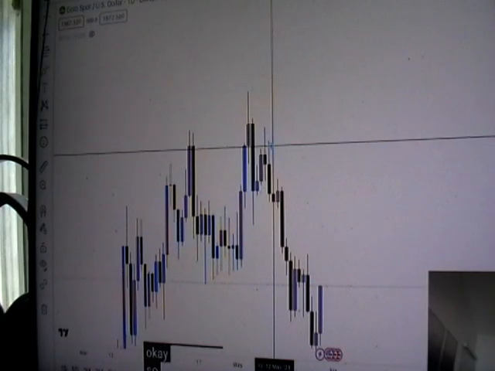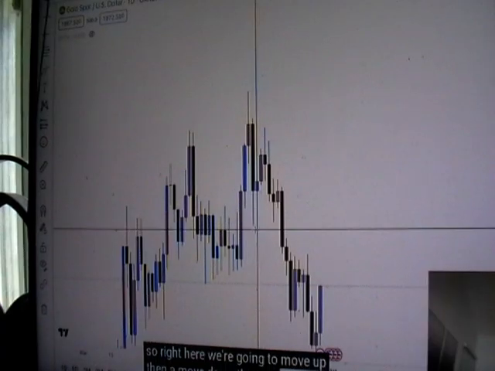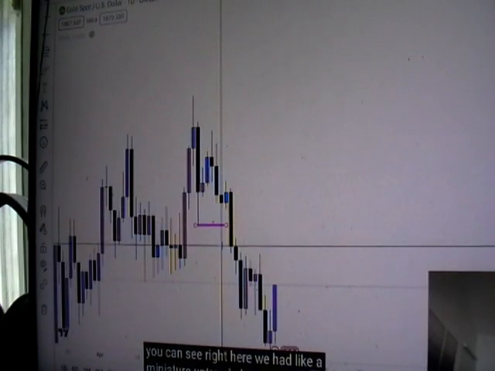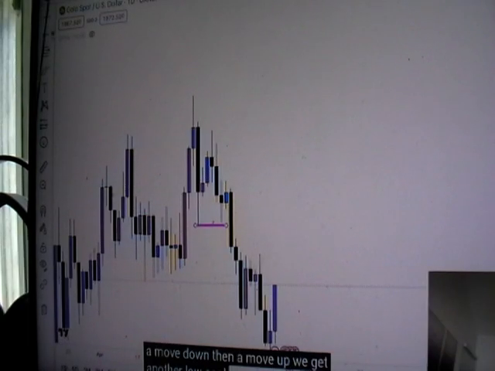Okay. So, right here. We get a move up, then a move down, then a move up. Okay, perfect. We made a low right here. And as you can see, we have a miniature uptrend. We come down, get a move down, then a move up. We get another low. Cool.